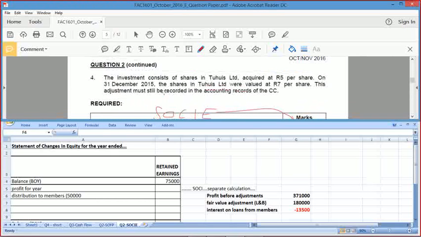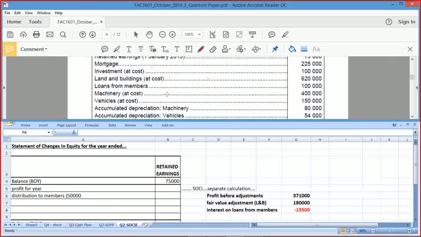Next, we've got one more point. What happened here, Neil? Last point. Minus 13,500. Okay, then the last point says the investment consists of shares in Huis Limited, acquired at R5 per share. On the 31st of December 2015, the shares in Huis Limited were valued at R7 per share. This adjustment must still be recorded in the accounting records. But I never saw shares anywhere. We saw an investment. They said investment in shares. So now we know what this is for.